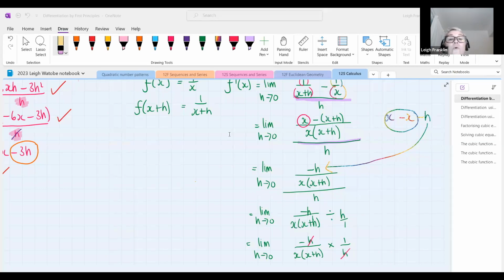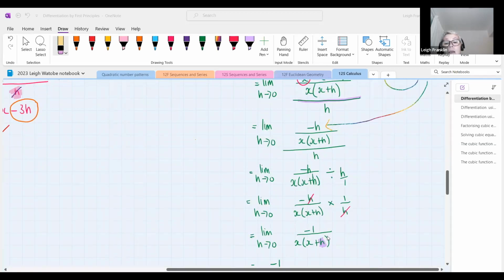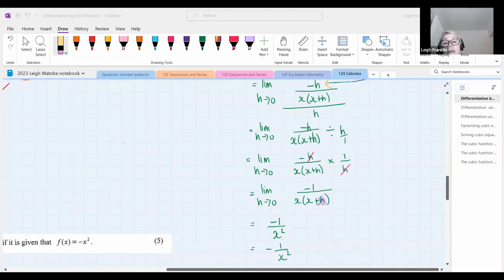Okay, all right, so what I'm going to do now is give you guys an opportunity to try. So Bonga, when you've got h divided by h, it becomes 1. This h over here becomes 0. So it's going to be x times x, which gives you your x squared at the bottom.